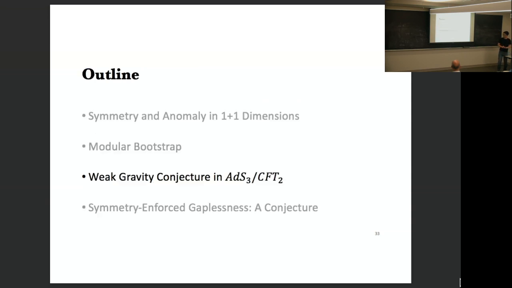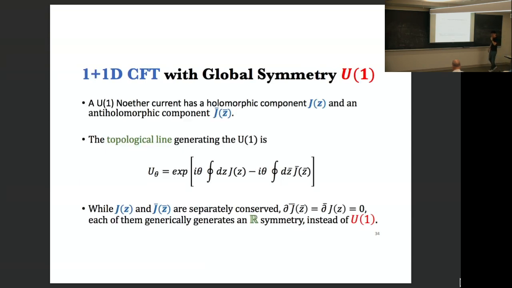Okay, so that's the main result, and now let's move on to the application part. So we were talking about T2, now let's do U1, which from some perspective is easier. So consider U1 global symmetry in a 1+1D field theory, then you have the Noether current with two components, a holomorphic component J and an anti-holomorphic component J bar. In a unitary compact CFT in 1+1D, we can easily show that J and J bar have to be separately conserved, namely they have to be holomorphic and anti-holomorphic respectively.